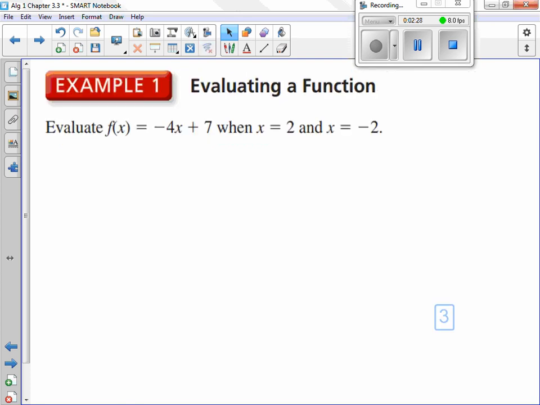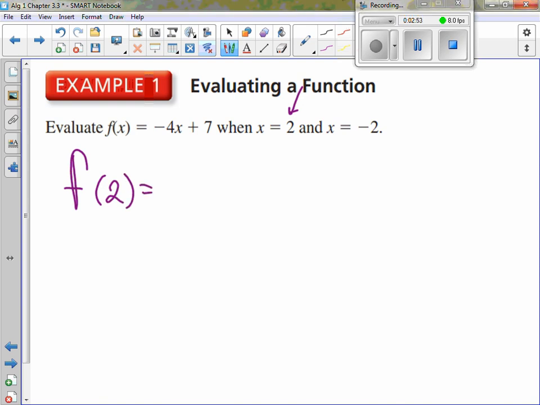Now, the first thing we're going to do is evaluate f of x when x is equal to 2 and x is equal to negative 2. For this first one, we want to evaluate this function when the input is 2. The way we would write this is f of 2, because the x value is 2. Everywhere there's an x in the function, we replace it with 2. So we're going to do negative 4 times 2 plus 7.